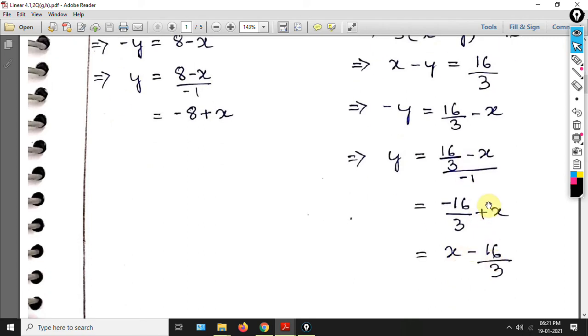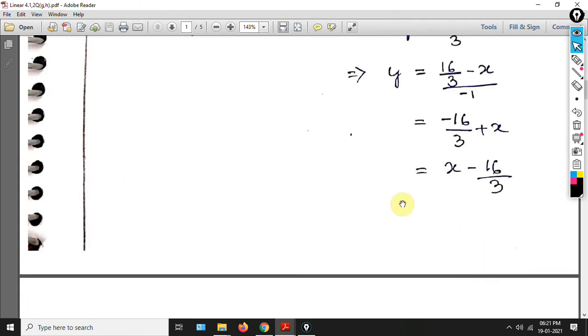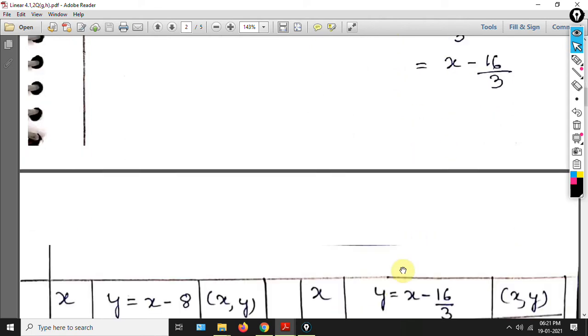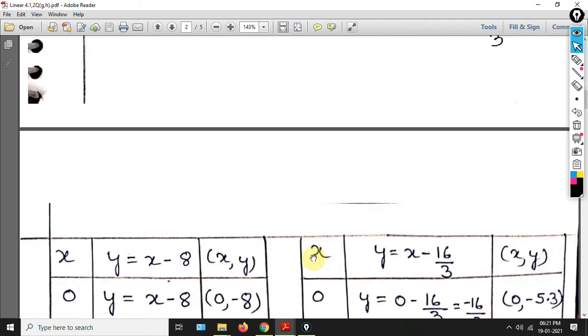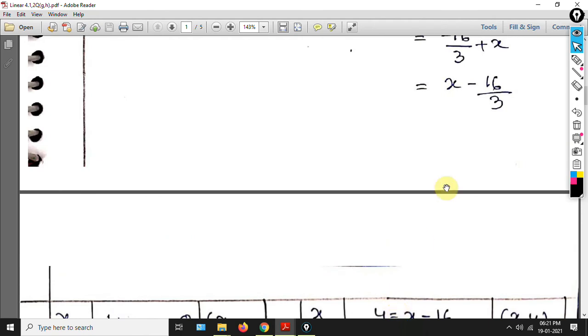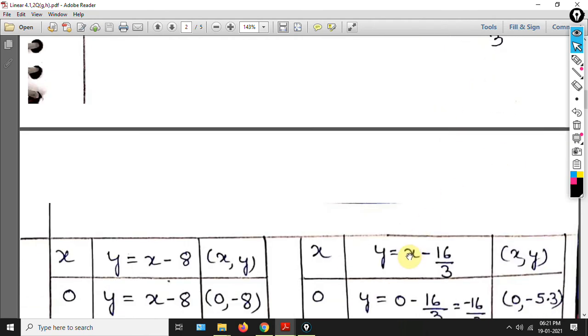So what are we writing? We are writing x here, next minus 16 by 3. Okay. Now we have got the equation for y also: y equal to x minus 16 by 3. Now we will draw the table. So we draw x and y, y equal to how much did we get? x minus 16 by 3. So x minus 16 by 3.